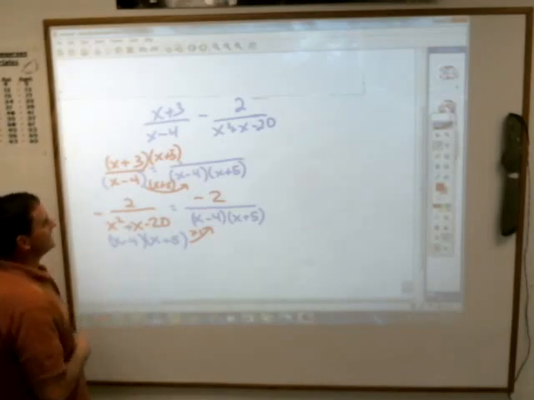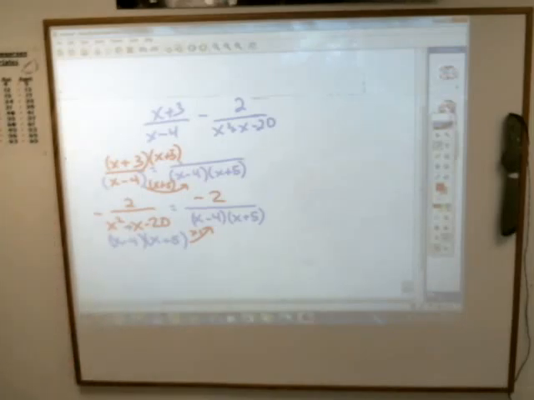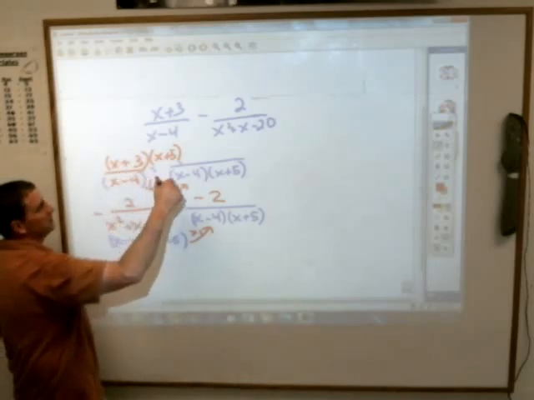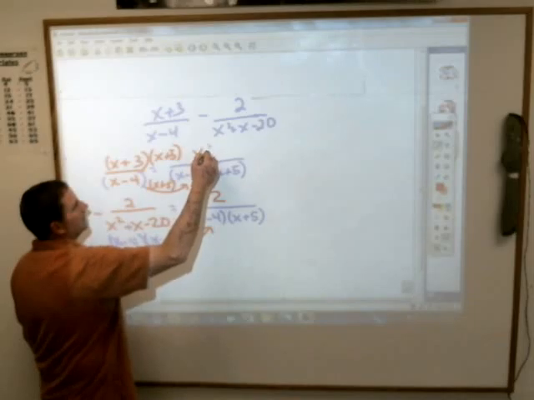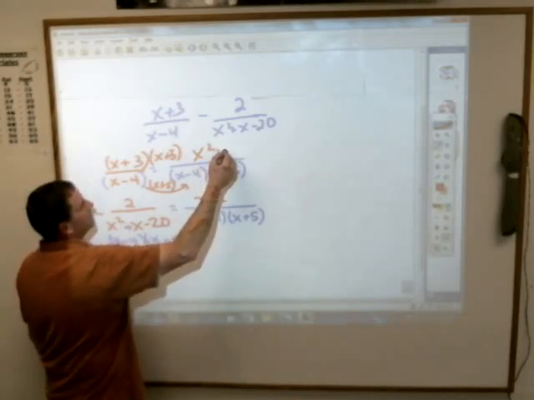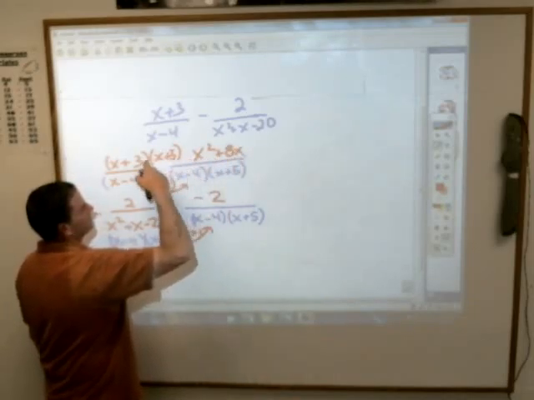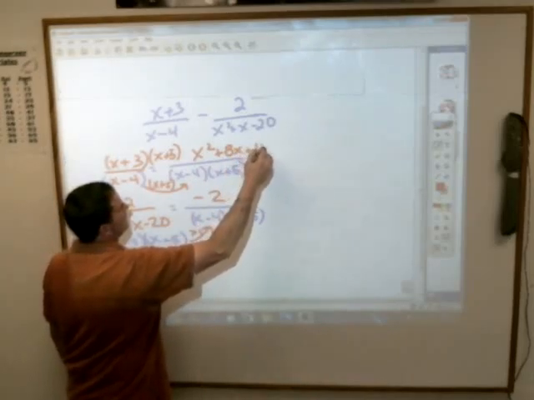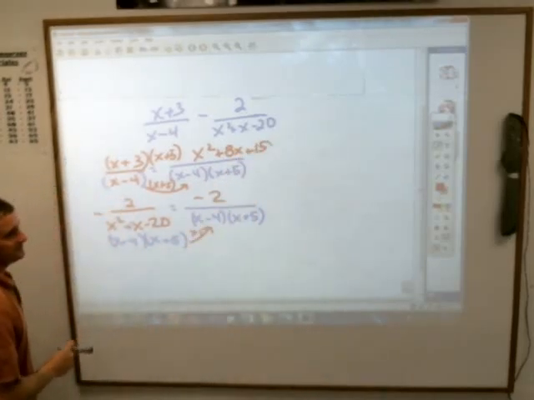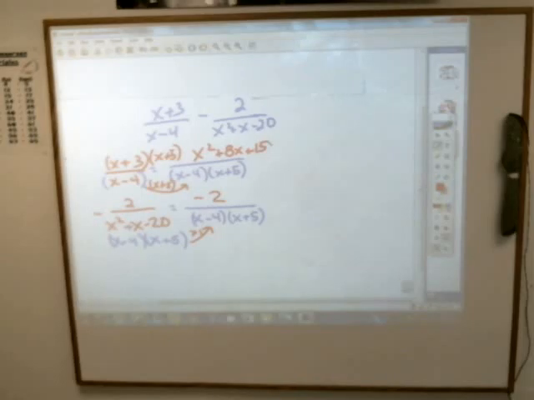Oh, you know what? Yeah, we do have to multiply it out. Can we multiply it out? What do you get if you multiply x plus 3 times x plus 5? FOIL gives you x squared plus 8x plus what? Plus 15. Look at Katie looking in her book again. Do you want me to do that out for you?